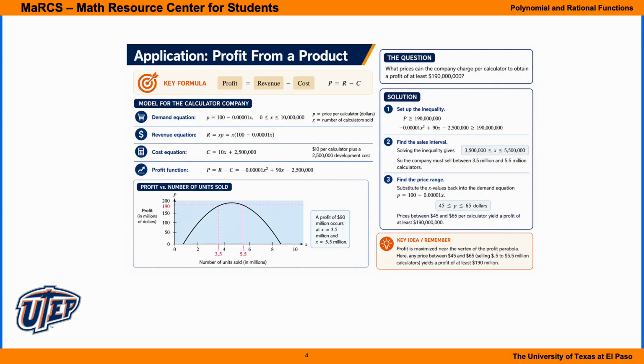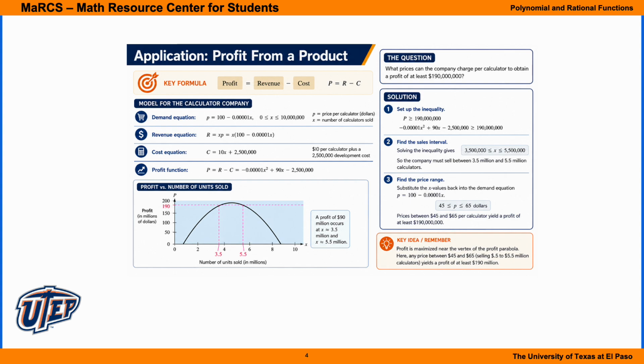So in our case, P will be equal to 100 minus 0.00001x, and x will lie between 0 and 10 million. So P in this case is the price per calculator, and x is the number of calculators sold. Now the revenue equation is given by x times P, so we'll do x times (100 minus 0.00001x). Now the cost equation is equal to 10x plus $2,500,000, where we are selling each calculator for $10, so $10 per calculator, plus a $2,500,000 development cost.